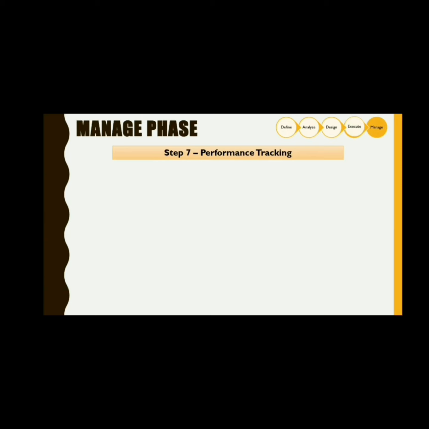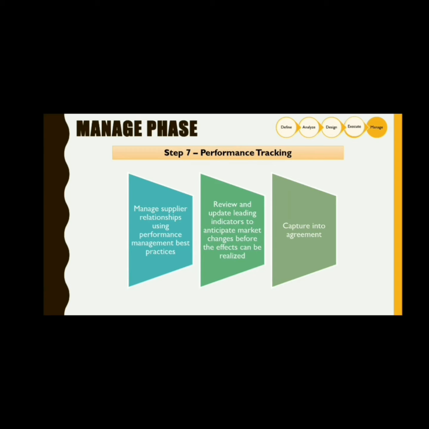Moving on to the last phase, the manage phase, or step 7, performance tracking. Remember, your project does not end when you sign the contract. You should always remember to track the awarded supplier's performance to ensure your strategy is well implemented. Key performance indicators are recommended to ensure all are intact. Also, a periodic review should be done as well to validate the right performance requirement.